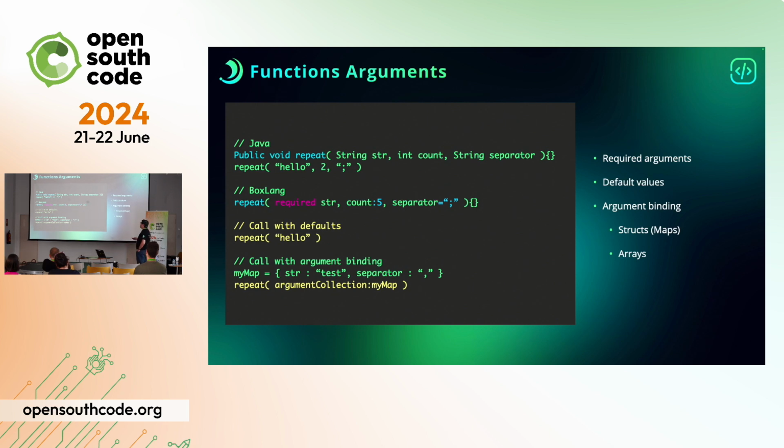However, in BoxLang, you can have default arguments, okay? You've seen this in Kotlin, for example, or other languages in CFML. It's the same theory. You can actually create defaults, okay? So I can basically call my method with defaults, okay? But we took it a step further, and not only can you call a method with default arguments, but you can do argument binding, okay?